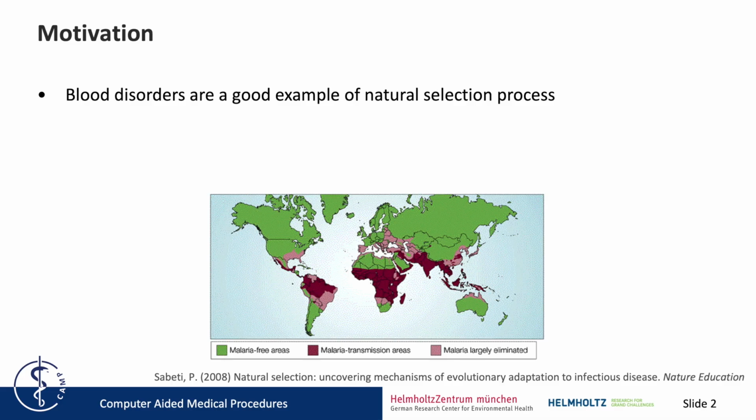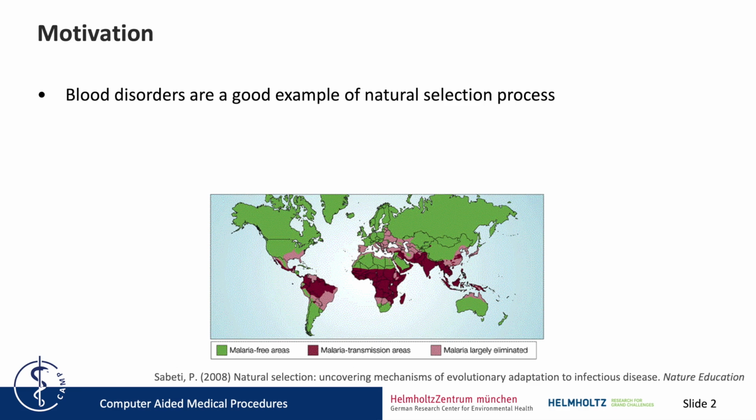Blood disorders are a good example of natural selection process. For example, in sickle cell disease, people with just one mutated gene are highly protected against malaria, while people inheriting two genes from their parents suffer from severe anemia. And in Africa, where malaria is one of the biggest killers, up to 40% of people are believed to carry one of the sickle genes.